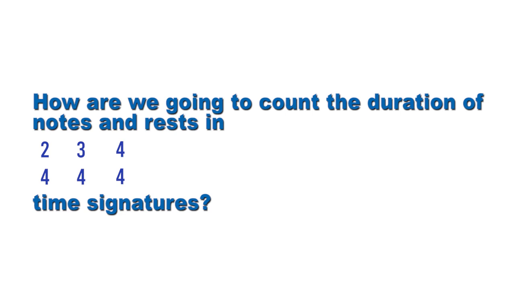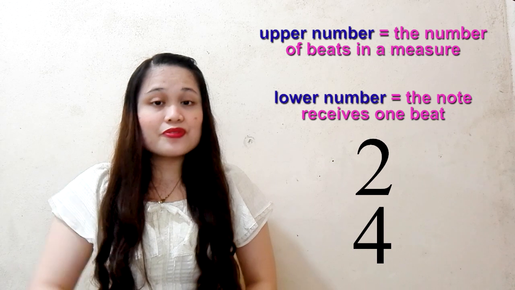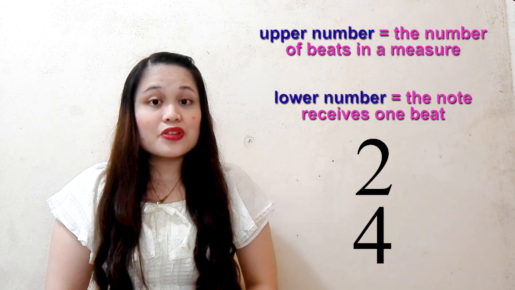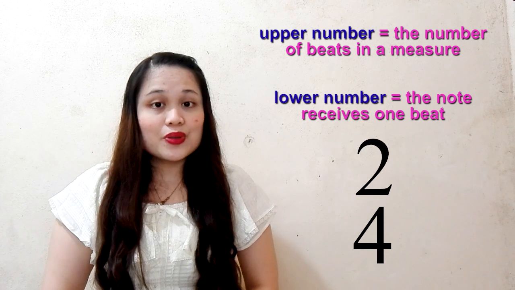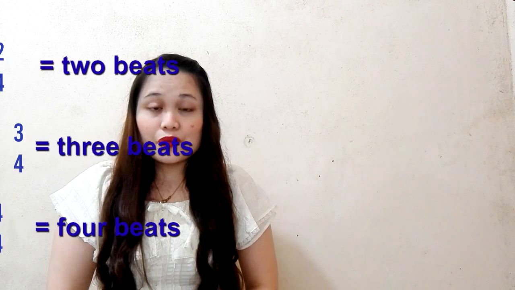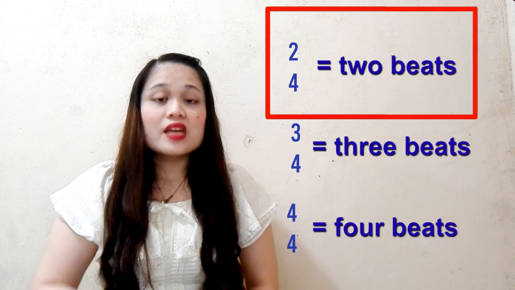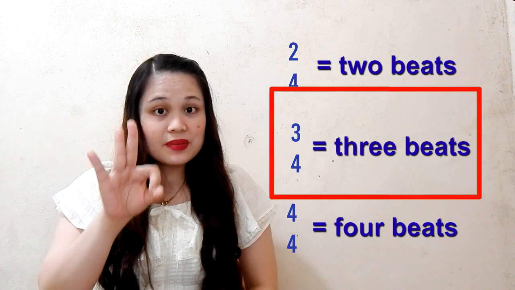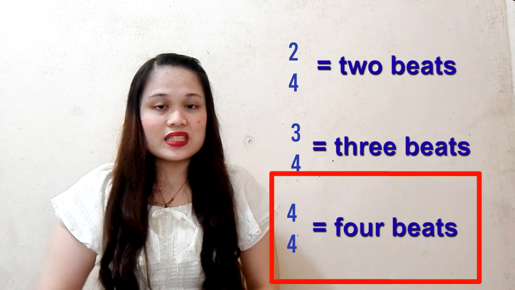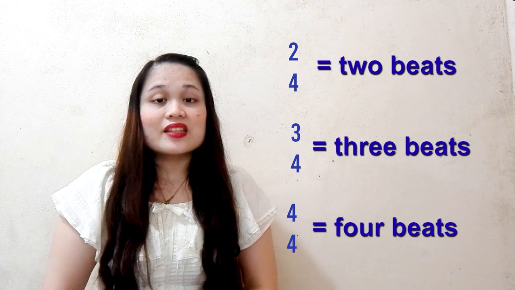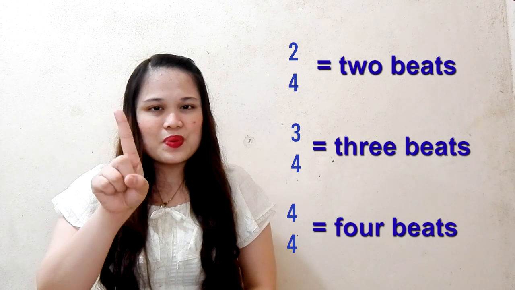How are we going to count the duration of notes and rest in 2/4, 3/4, 4/4 time signatures? These time signatures have the upper number, which tells us the number of beats in a measure, and the lower number tells which note receives 1 beat. The 2/4 time signature has 2 beats, 3/4 time signature 3 beats, and 4/4 time signature has 4 beats. All of them show that the quarter note receives 1 beat.